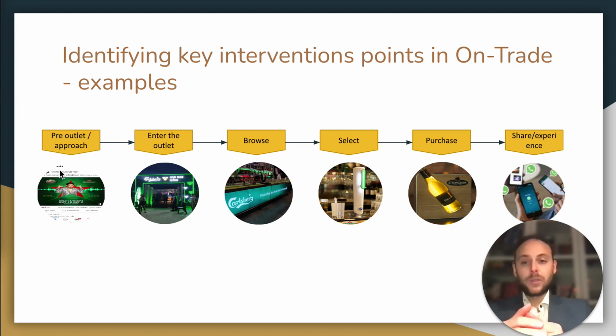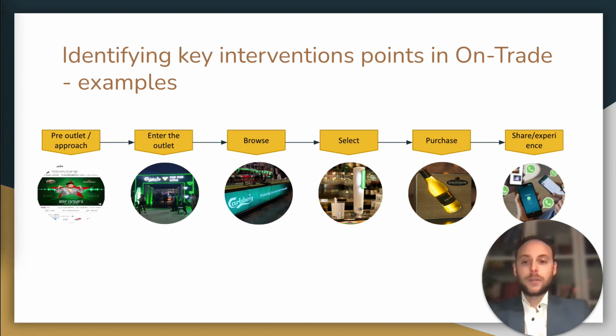Messaging when you come close to the door should be very simple text. High-level signage is also great. You can use something like A-boards or blackboards, something outside the store, because that's something that people will notice as well. And then we have entering the outlet.